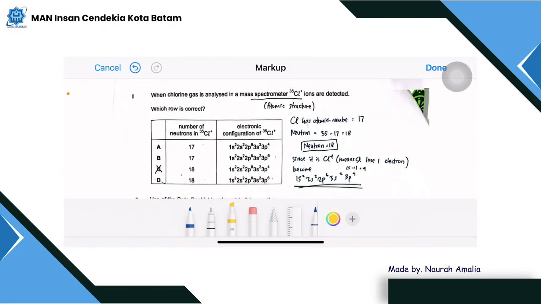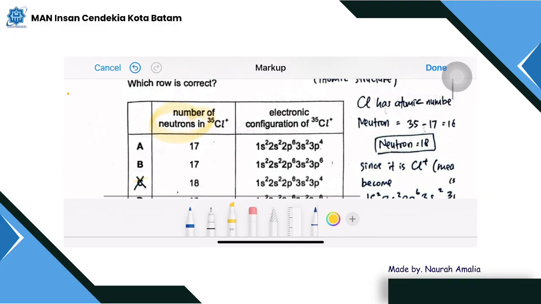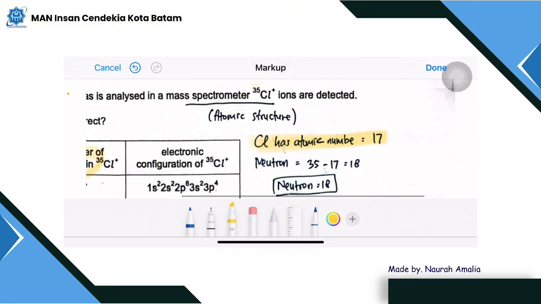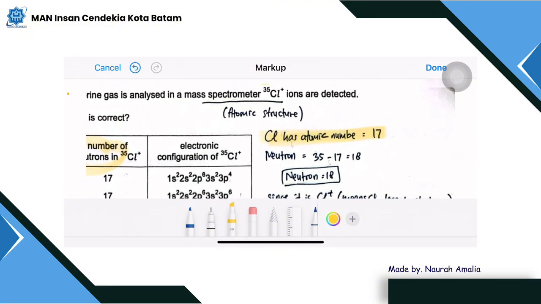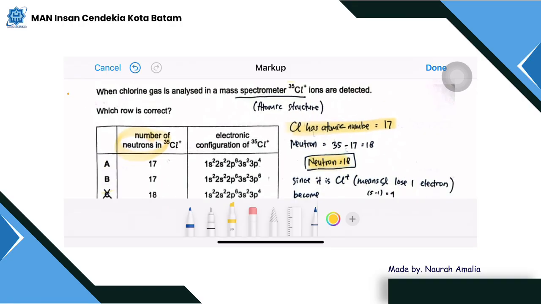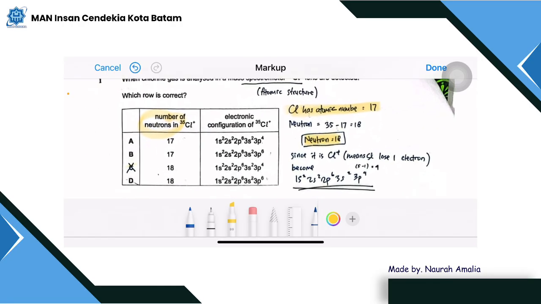Number 1. When chlorine gas is analyzed in a mass spectrometer, chlorine plus ions are detected. Which row is correct? So we need to determine the atomic number first before we get the neutron. Chlorine has atomic number 17, so we can know the neutron by 35 minus 17 equals 18. So this is the neutron of the chlorine.